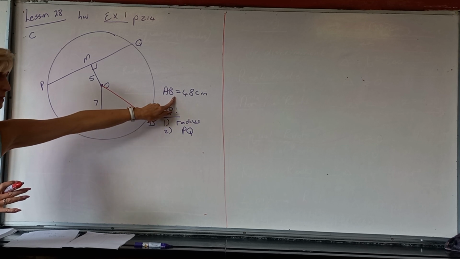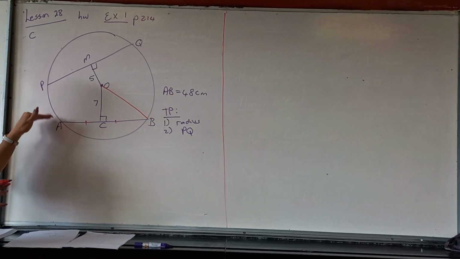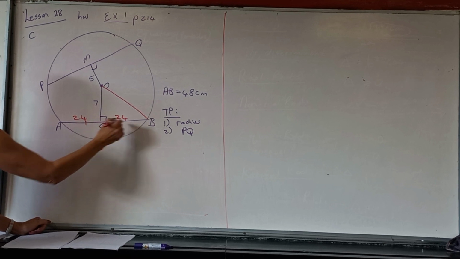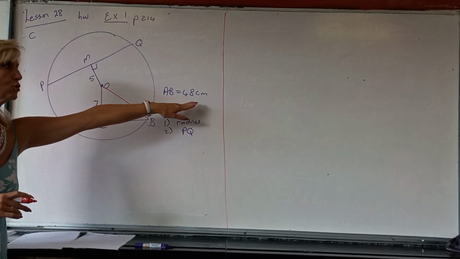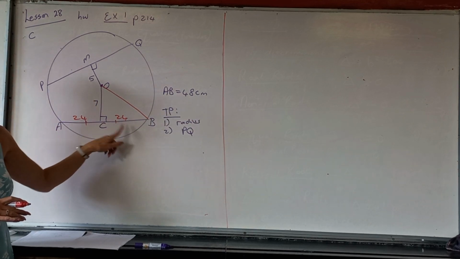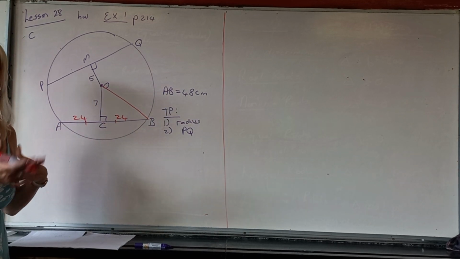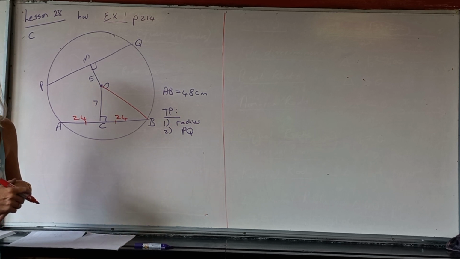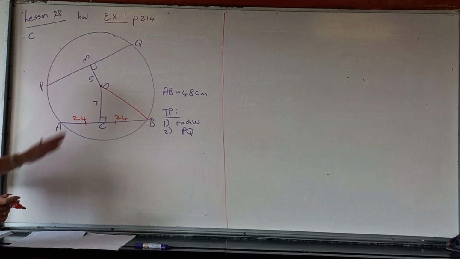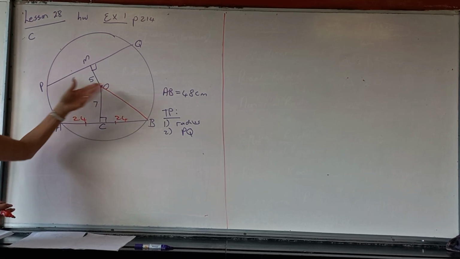But they also told me that AB was 48. So immediately on my sketch, I'm going to go 24, 24. Don't make your sketch too complicated or too busy with centimeters everywhere. Just write 5, 7, and 24. Or you know it's centimeters, so if you do answer the question, you can say that the answer is in centimeters. So then immediately you see this possibility for Pythagoras.